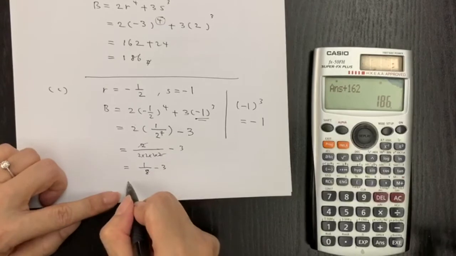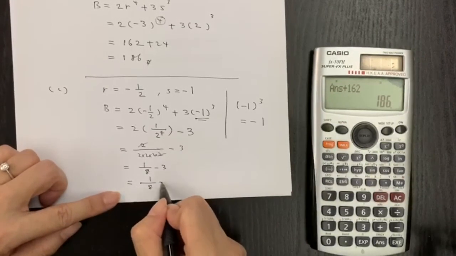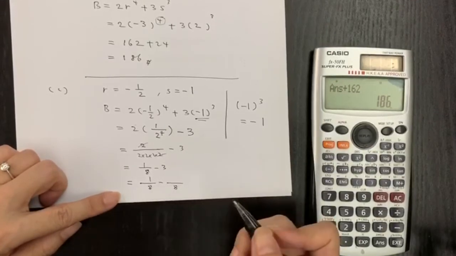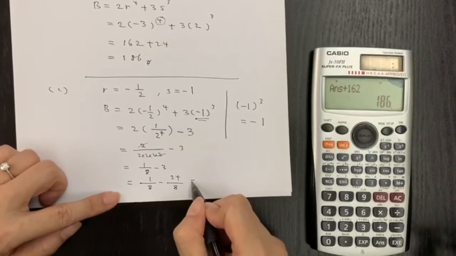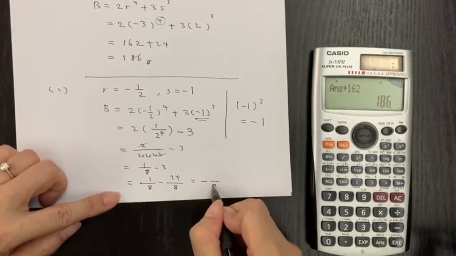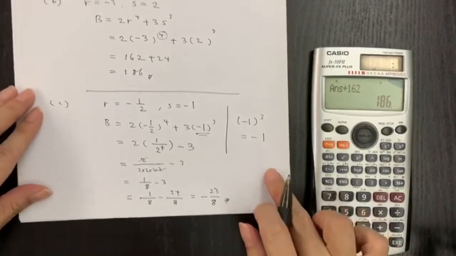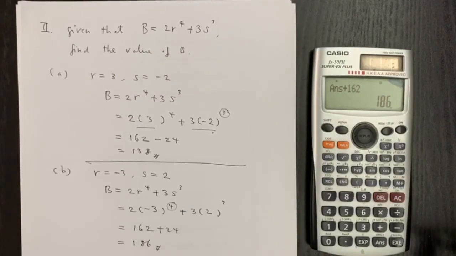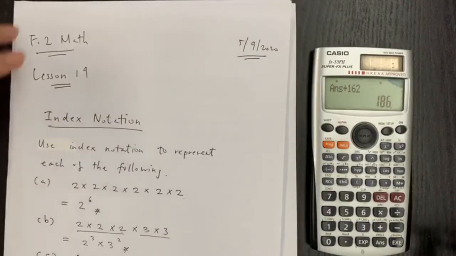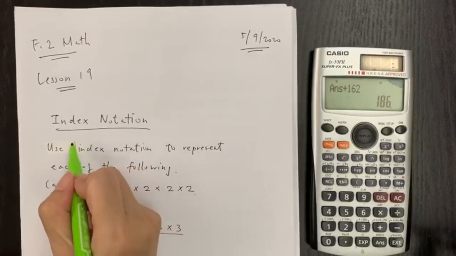All right, so how do we combine them together? So we have this 8 and this is 1 minus this is also 8. So 3 and then 24 on top, so the whole answer will be minus 23 over 8. Okay, so that's all about the second part. We do substitution to find the value, and then in this chapter, what is this chapter again? This chapter is about index notation.